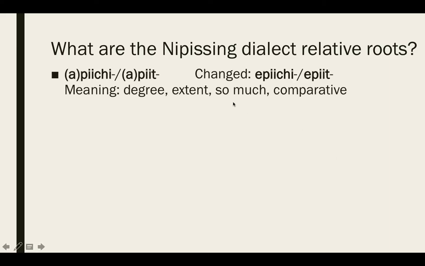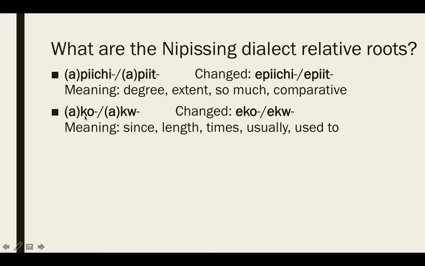Next one is piche, and we have that secret A there, but we get rid of it with syncopation, so piche or peat. And so its change version is epiche or epit, and again, it means the degree, extent for something to happen so much, and could also be a comparative. So when you start comparing things to other things.